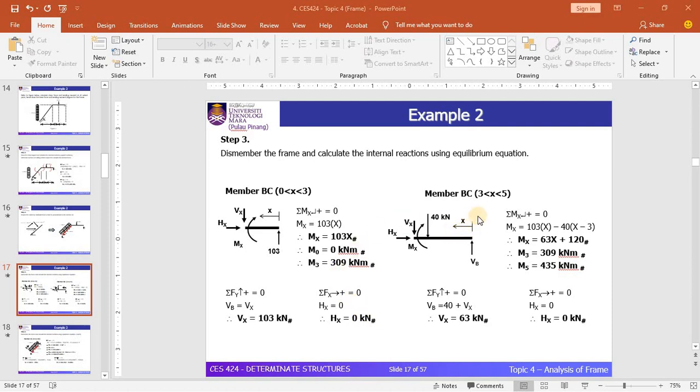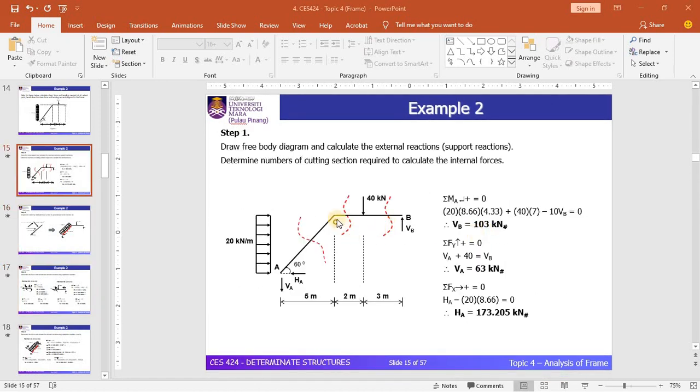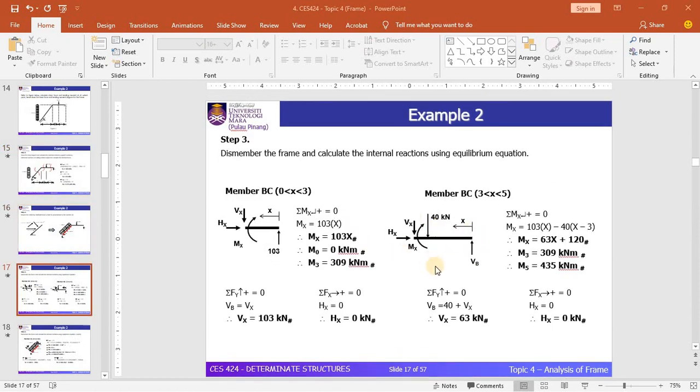Okay, so let's move on to member BC, where the range is 3 to 5 meter. So basically the range is around here, from the point load towards the joint C. So this is the free body diagram. The x remains the same; we measure the x from the support B. By taking a moment about the cut section, you can see that the equation of moment is given by 63x plus 120.